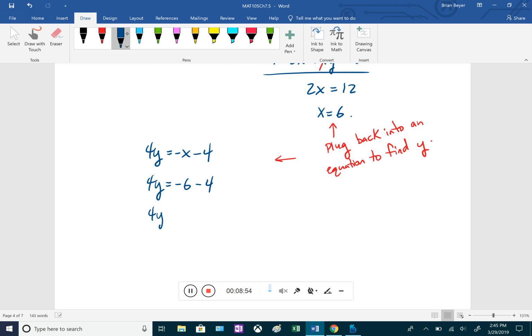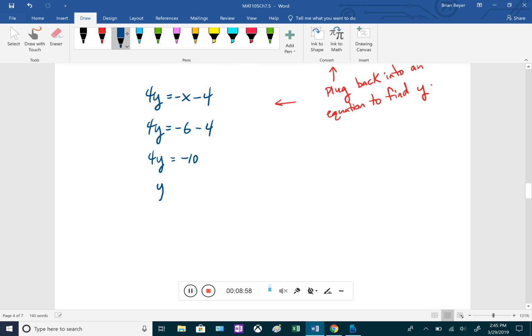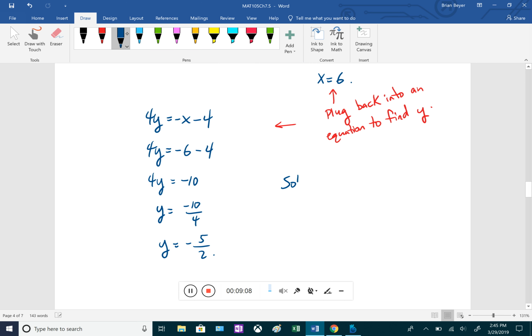Solve this for y, we get negative 10 on the right. Divide both sides by 4. We get y equals negative 10 over 4, which is y equals negative 5 over 2 after we simplify. So our solution is 6 comma negative 5 over 2.